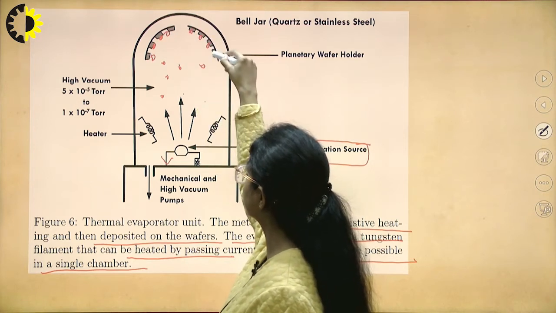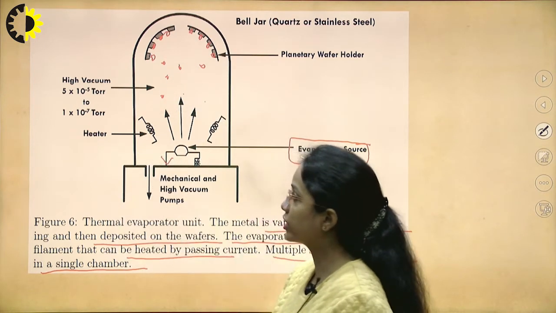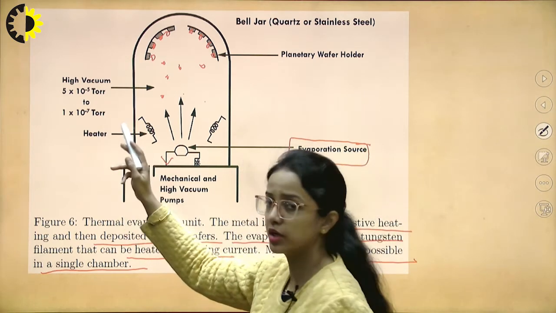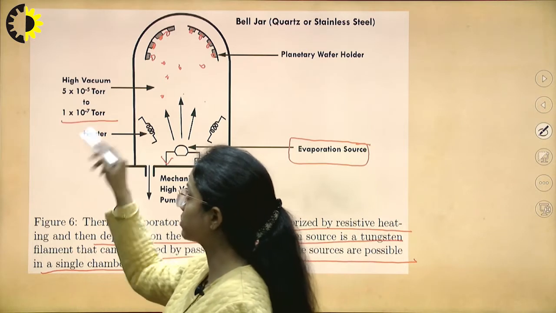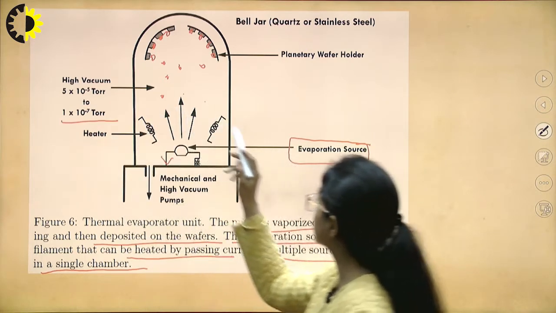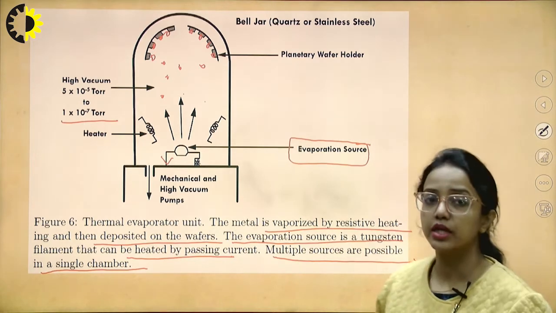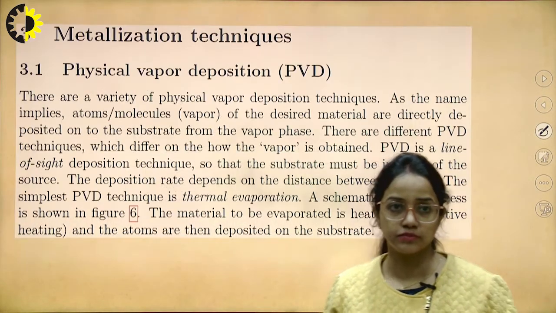We can see here there will be metal vapors, and these metal vapors will come and deposit on top of the wafers. A high vacuum condition is needed, like 5 x 10^-5 torr to 1 x 10^-7 torr, and of course we have a bell jar which is made of quartz, and it is stainless steel.